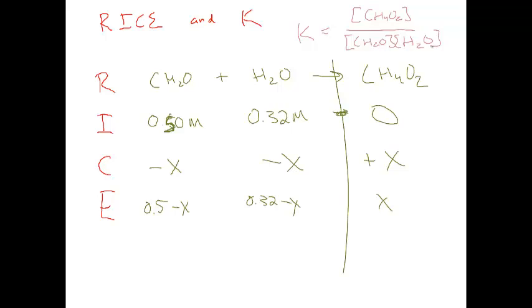Now, what would have been different if I had had a coefficient in front of the formaldehyde? What would change then, Johanna, if I say this was 2 instead? How would my equilibrium expression change?